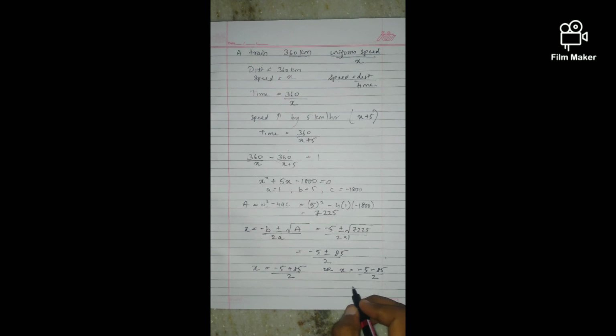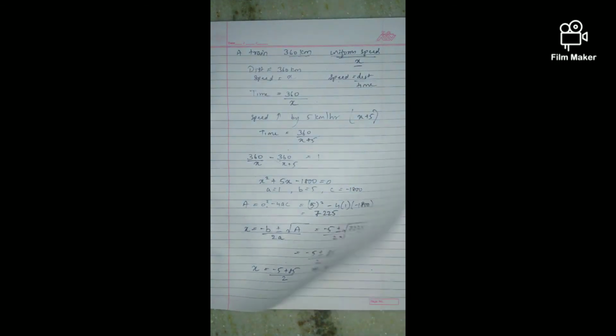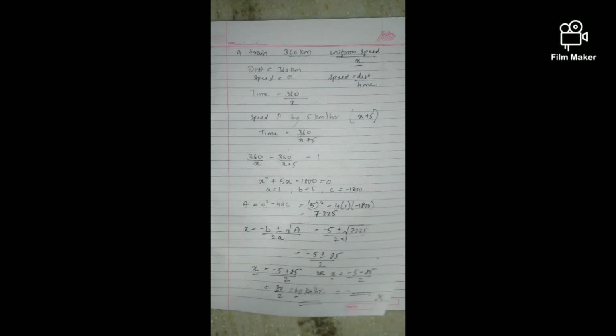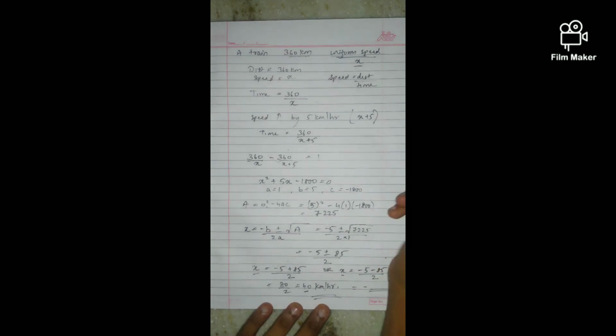This will give me a negative number. x is speed, and speed cannot be negative, so this can't be our answer. 85 minus 5 is 80 upon 2, that is 40, and x is speed, a positive number, so the answer is 40 kilometers per hour. I want you guys to solve all the word problems from exercise 4.3 and let me know if you have any doubt.